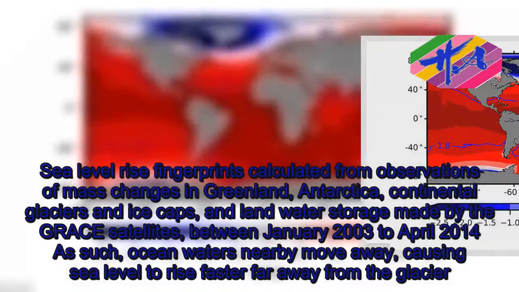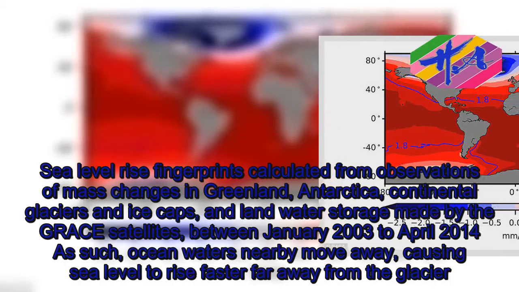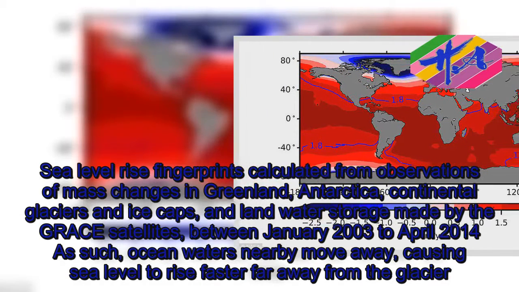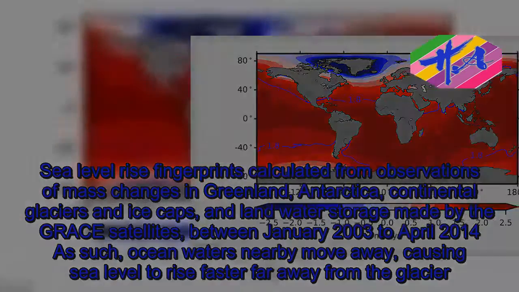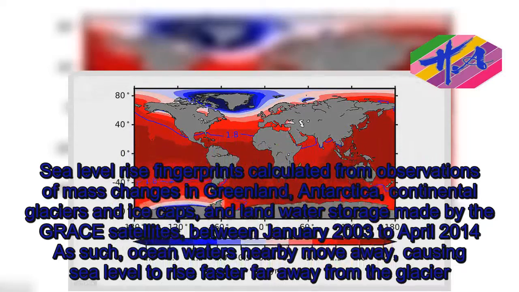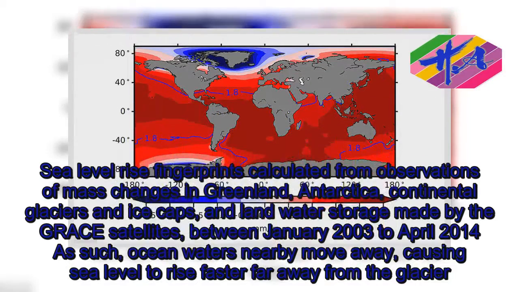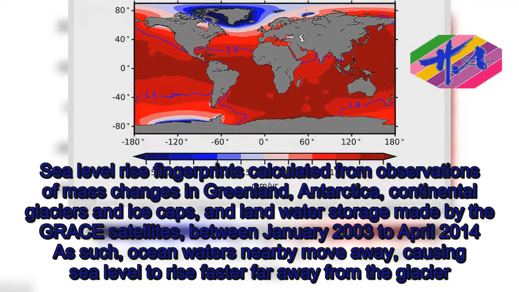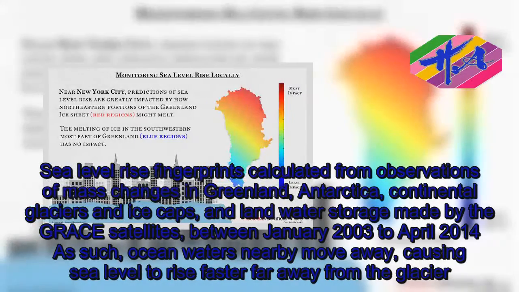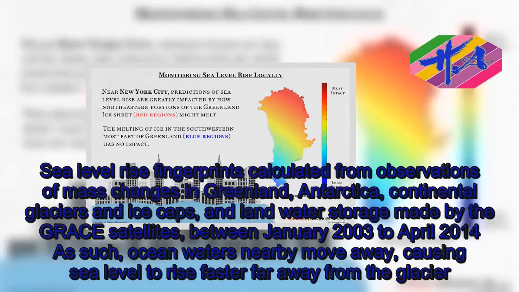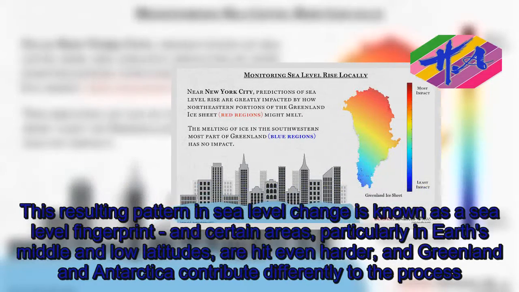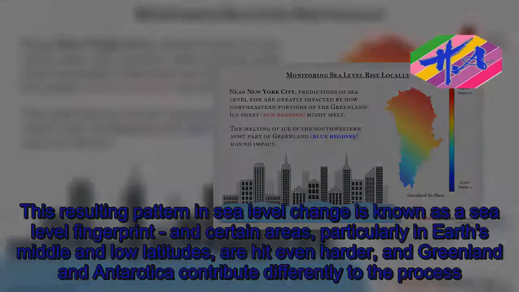Sea level rise fingerprints are calculated from observations of mass changes in Greenland, Antarctica, continental glaciers and ice caps and land water storage made by the GRACE satellites between January 2003 and April 2014. As such, ocean waters nearby move away, causing sea level to rise faster far away from the glacier. This resulting pattern in sea level change is known as a sea level fingerprint.